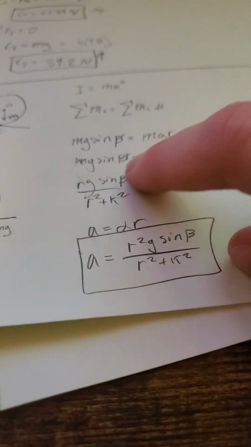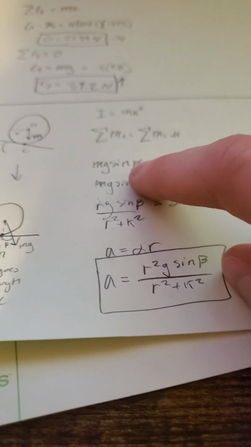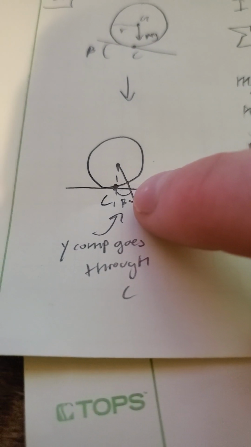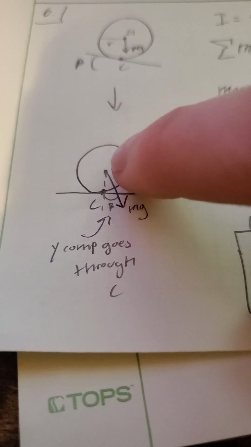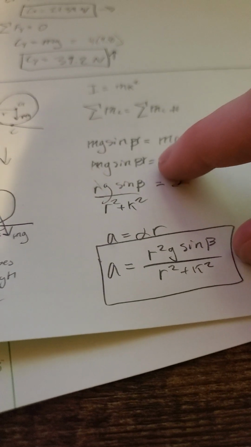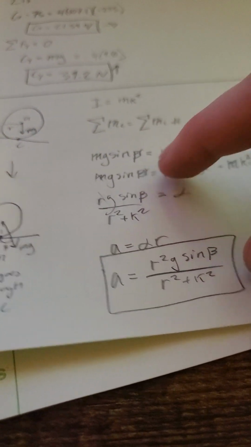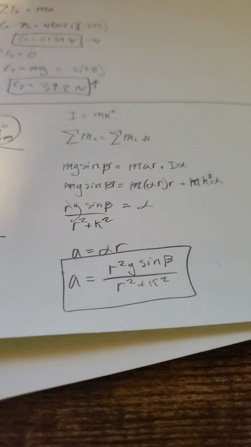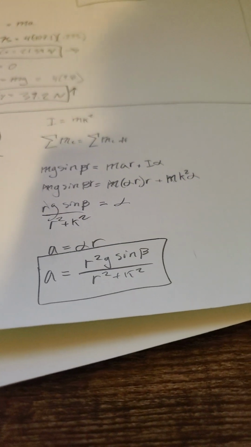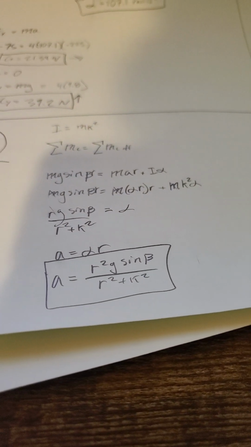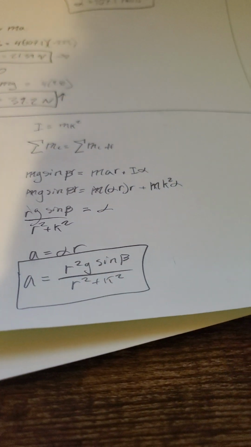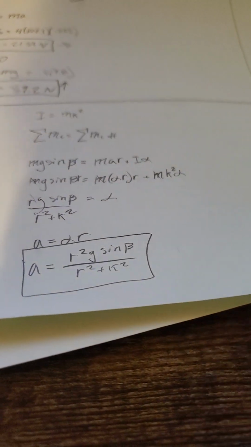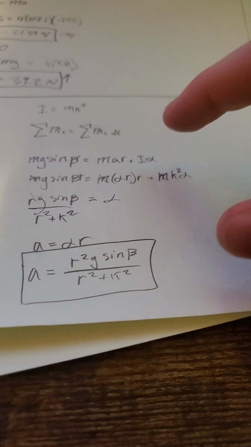So the moments about C, we have mass times gravity times the sine of beta, because we only want the component in the x direction, times the radius of the circle, because that's how far it is from C. And then that's going to equal the effective moments, which is force times distance. In this case, it's mass times acceleration times distance, plus mass moment of inertia times angular acceleration.